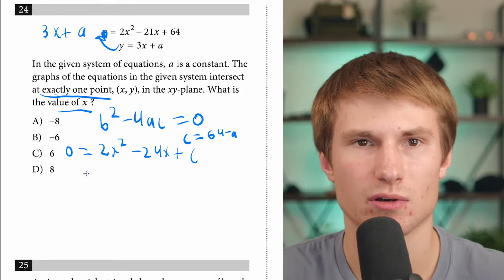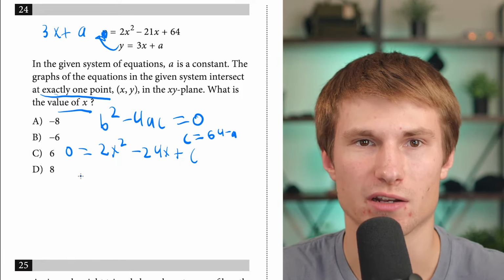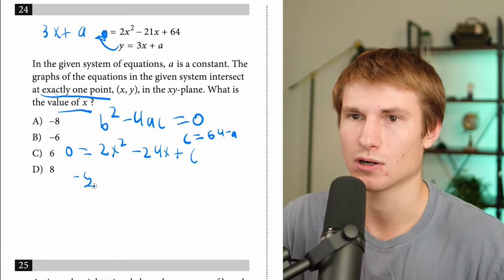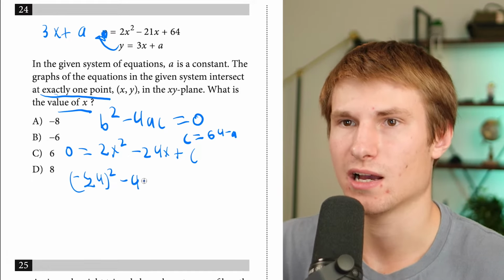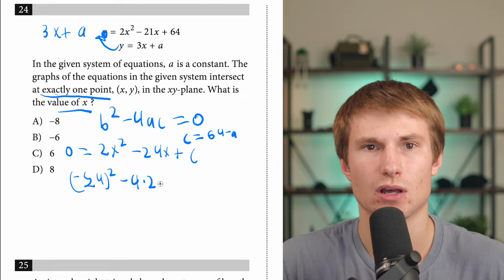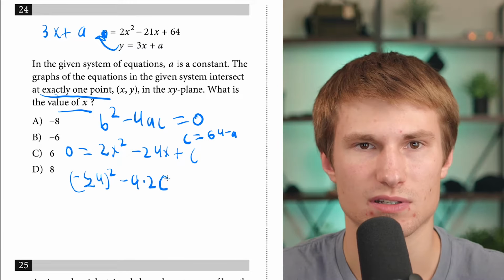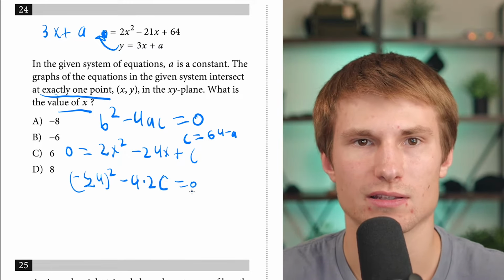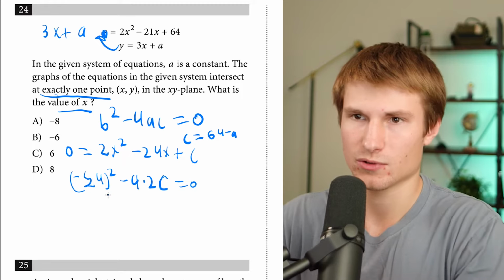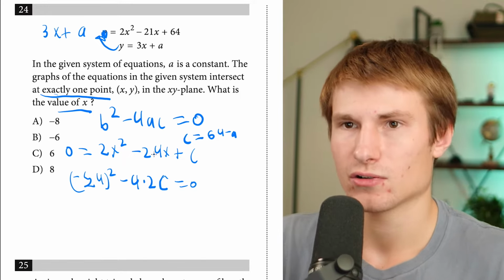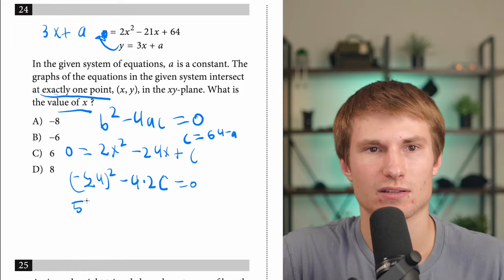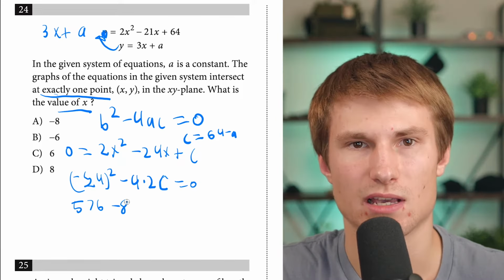All right, from here, let's go ahead and get our b value. So b value is negative 24. So we'll do negative 24 squared, minus 4 times a. Our a value here is 2. And then times c. So we'll just put c. All right, so let's go ahead and simplify this down. Negative 24 squared we can put in a calculator. That's going to give us a value of 576. So we'll have 576 minus 8c is equal to 0.